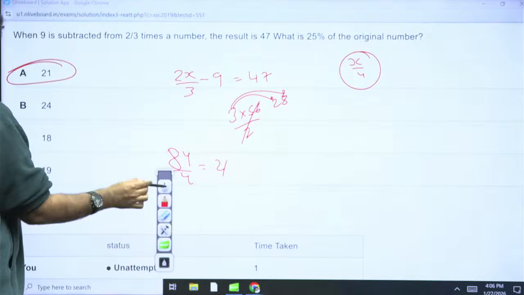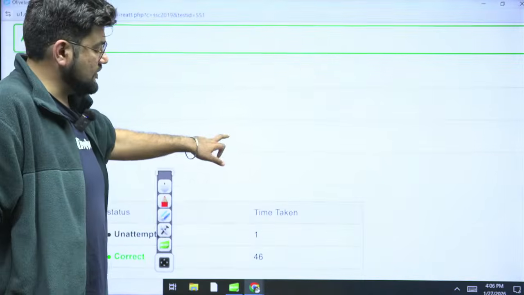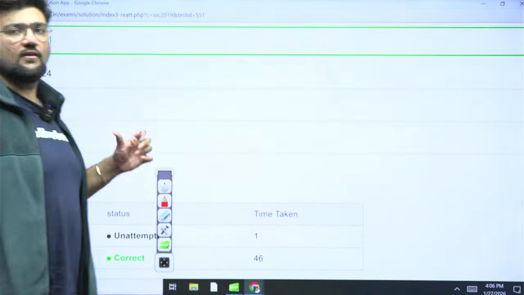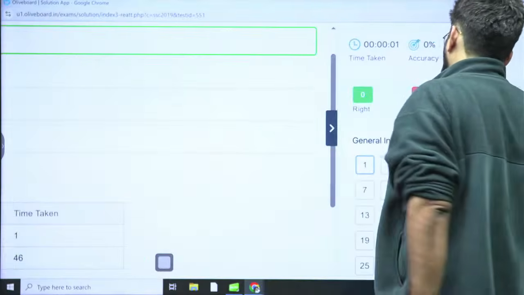This has to be calculated mentally. Okay. How much time was taken by the topper? 46 seconds. So this is actually a decent timeline for this particular question. Anyway, anything between 30 to 40 is decent.